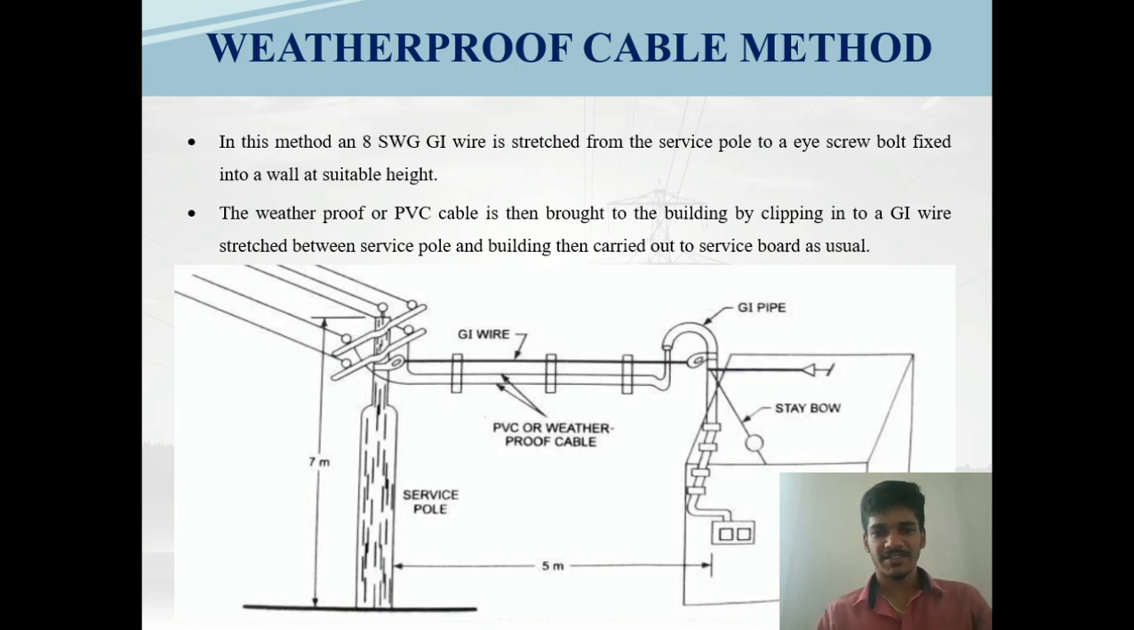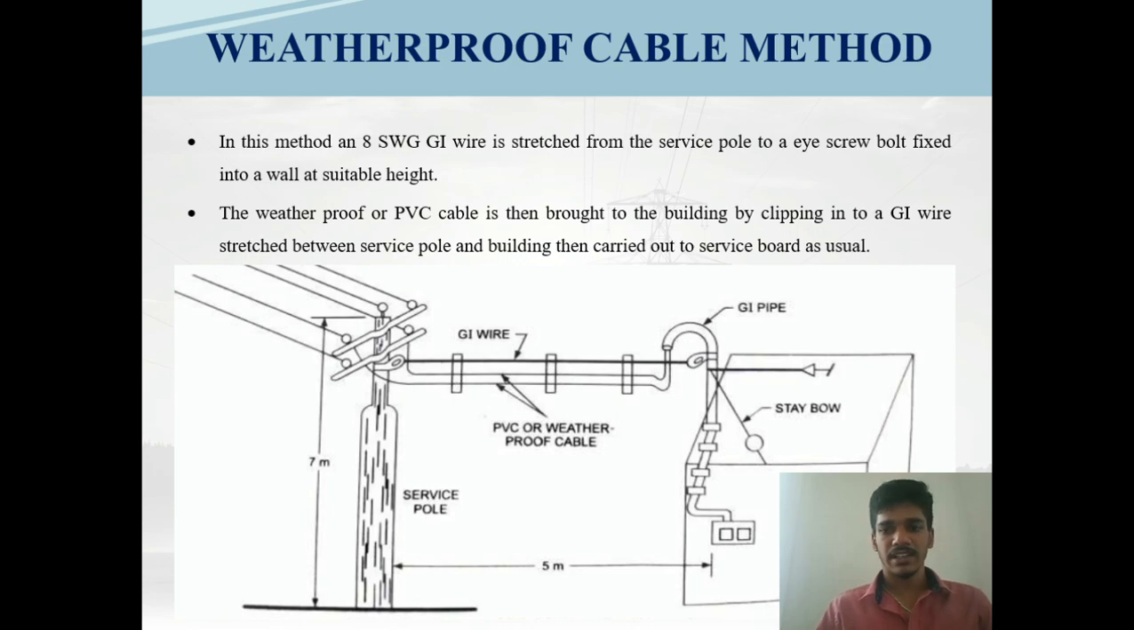Good morning, myself Tharun. My topic is the weatherproof cable method, which comes under overhead cables. In this method, 8 SWG GI wire is stretched from the service pole to a high screw bolt fixed into the wall at a suitable height. The weatherproof or PVC cable is then brought and clipped onto the GI wire stretched between the service pole and the building, carrying the service to the service board.